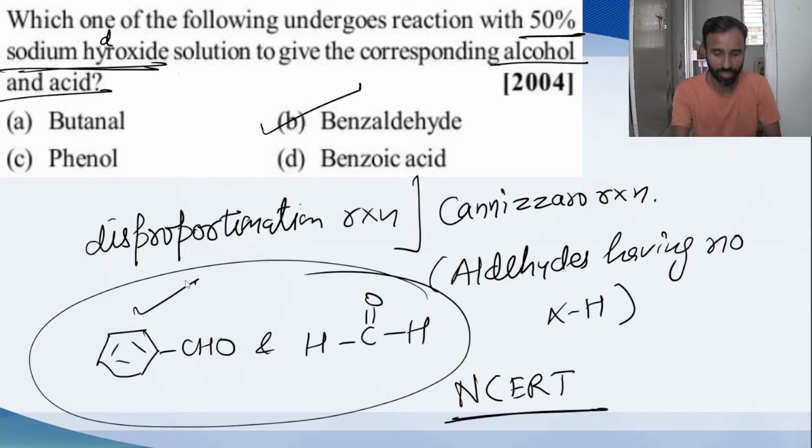Because when benzaldehyde undergoes Cannizzaro reaction with 50% sodium hydroxide, it will give benzyl alcohol and sodium benzoate. Formaldehyde, when it undergoes Cannizzaro reaction with 50% sodium hydroxide, gives methyl alcohol and sodium formate. Right?